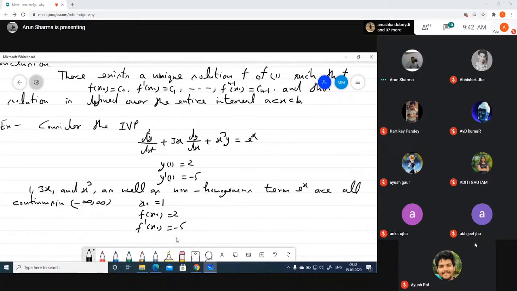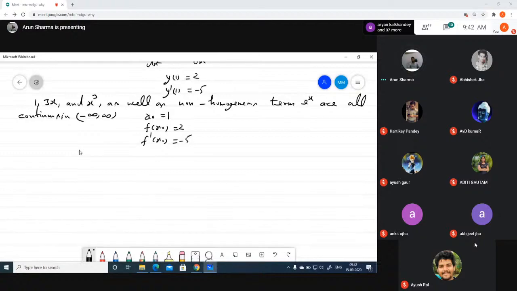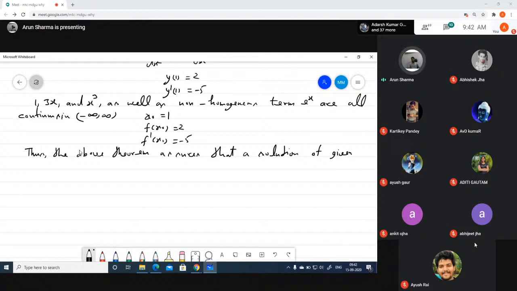Thus the above theorem assures that a solution of the given problem exists and is unique.